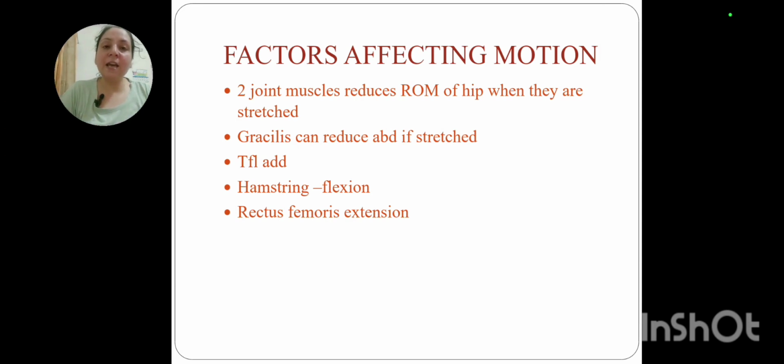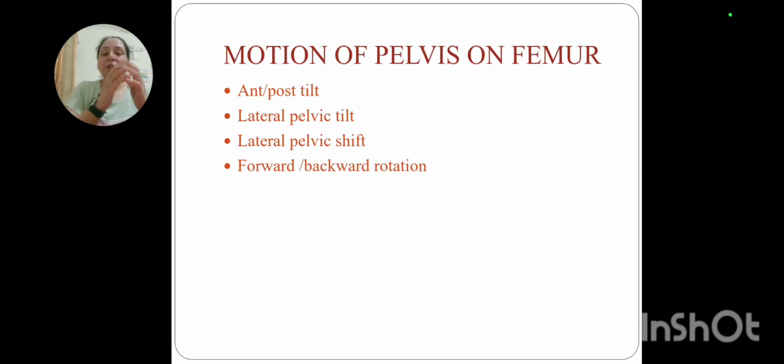If you take that into account, then again the TFL is responsible for bringing about the adduction movement. Fine. The hamstring is bringing about the knee flexion movement, as well as the rectus femoris is bringing about the hip extension movement. Fine. So keeping in mind that two joint muscles are passing through it, we can know the active and passive insufficiency of the muscle, which we have already discussed in detail in my previous videos about these two joint muscles.